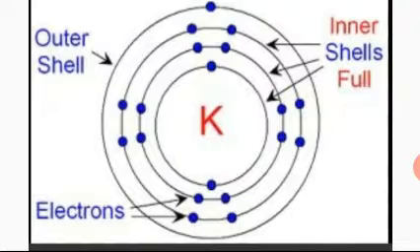You have studied the doublet rule. This K shell follows the doublet rule, 2 electrons, which is present in helium. The other shells are inner shells. The last one, the outermost, is the outer shell, and the blue ones are the electrons.